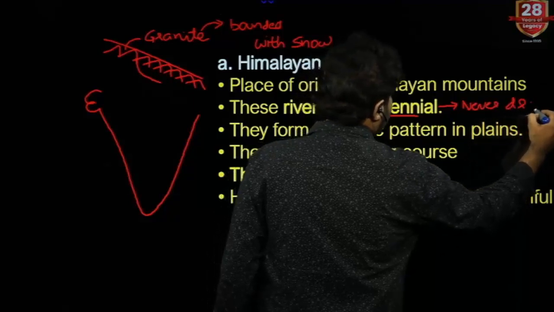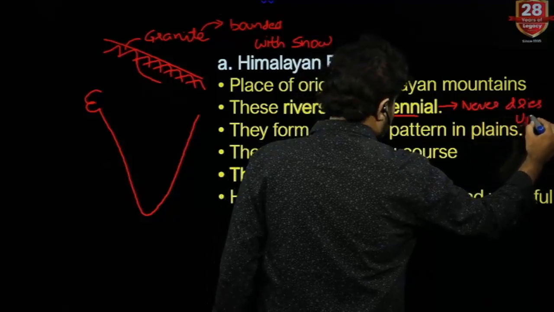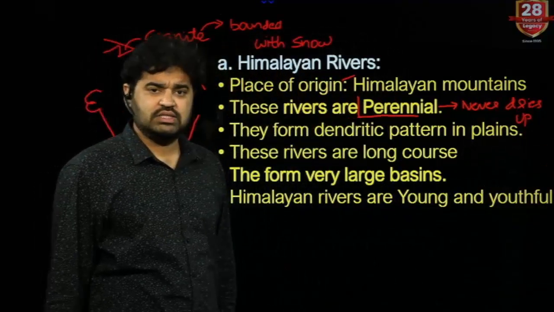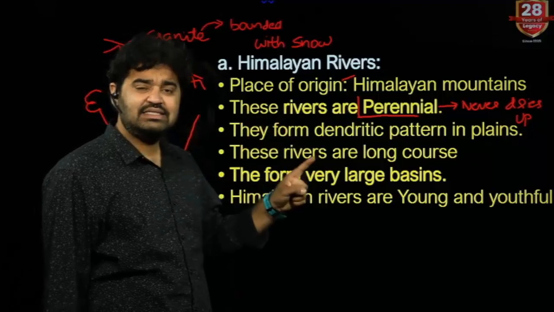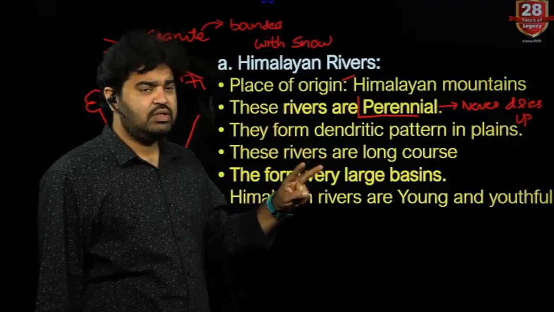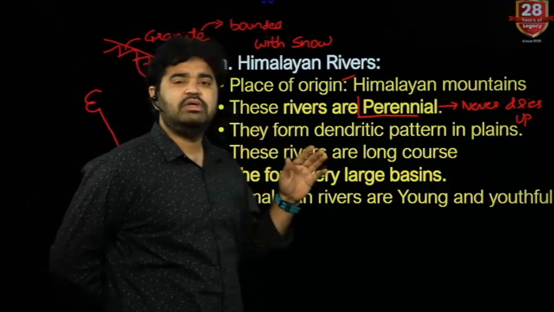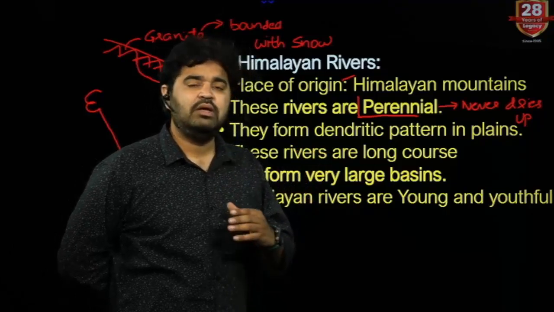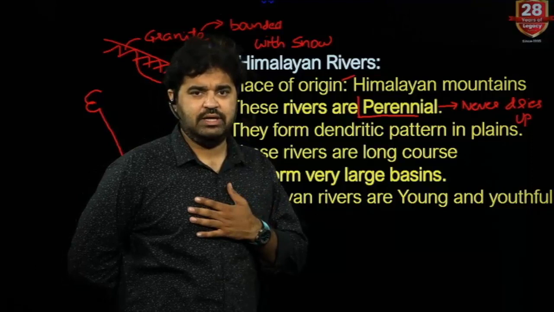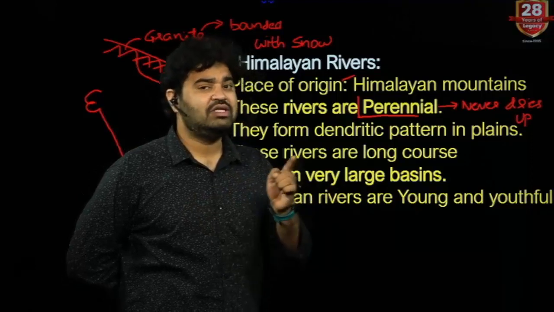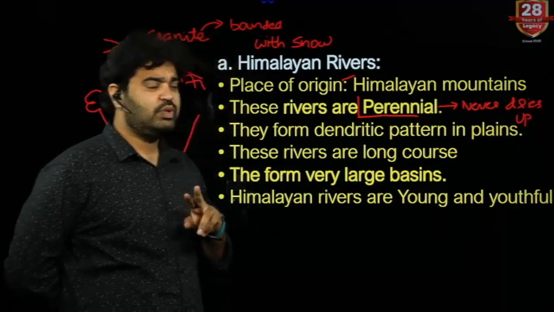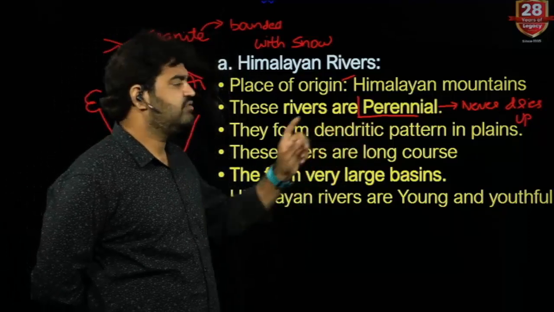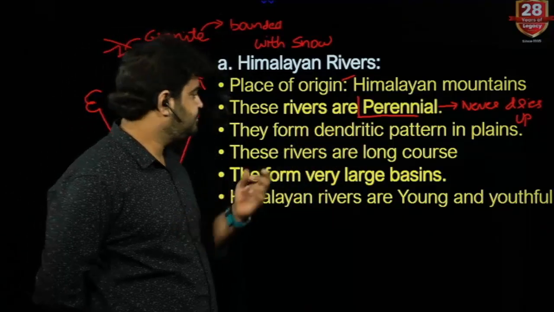Himalayan rivers never dry up because they have two sources. One is glaciers, the other one is rainfall. The Himalayan river system is formed after the melting of glaciers, so Himalayan rivers get water continuously. Apart from that, rainwater is also added. Because of these two reasons, Himalayan rivers never dry up. 365 days we can observe water.